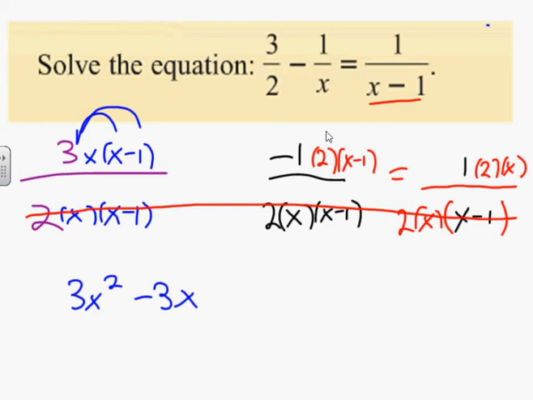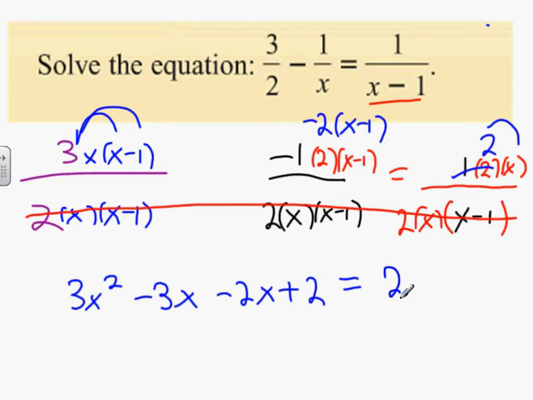Okay? What's minus 1 times 2? What's minus 2 times x minus 1? Minus 2x plus 2. Equals 1 times 2 times x? 2x. A brief note when you're multiplying now, I see this mistake every summer. Do you know when you multiply 2 by 3 by 5, yeah?